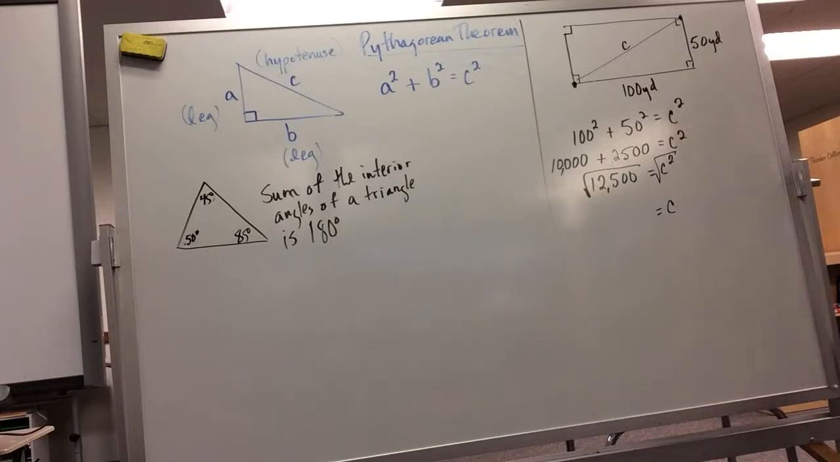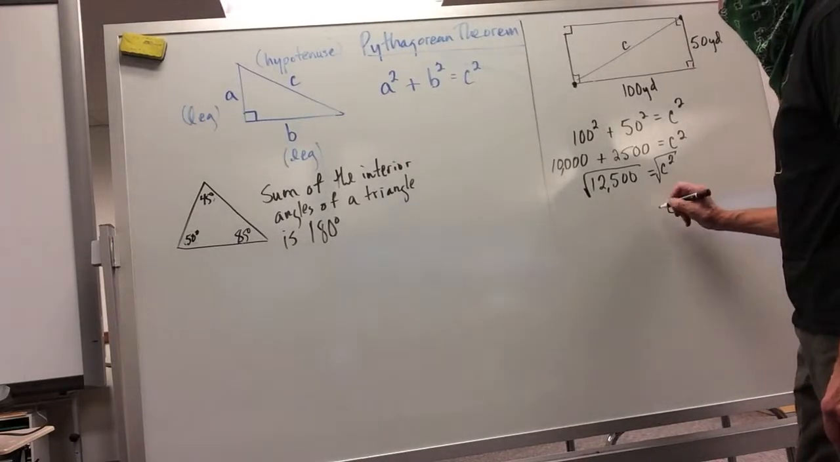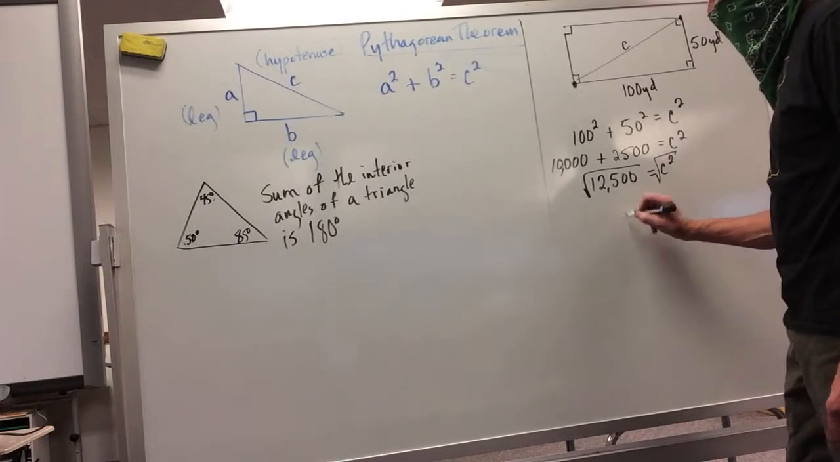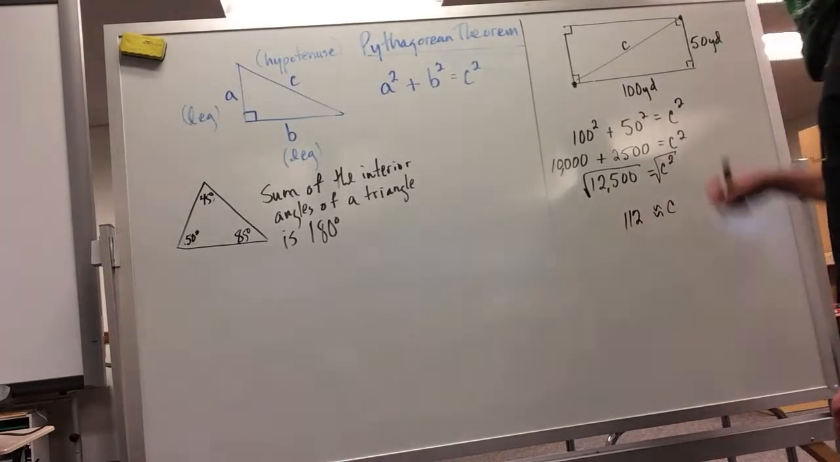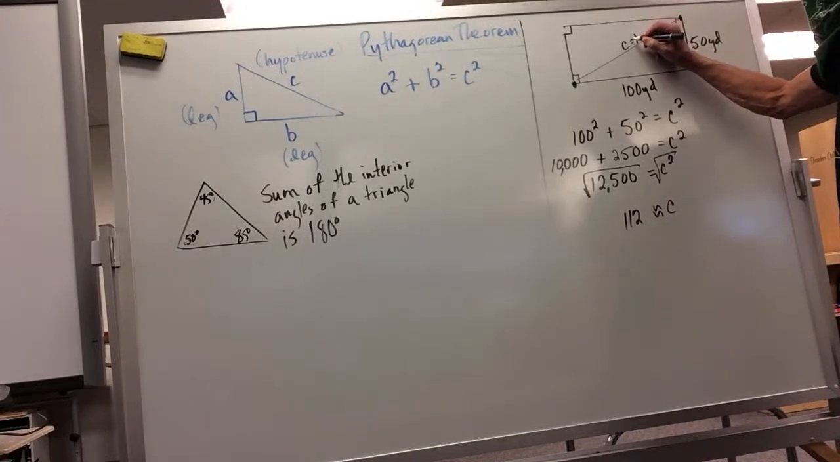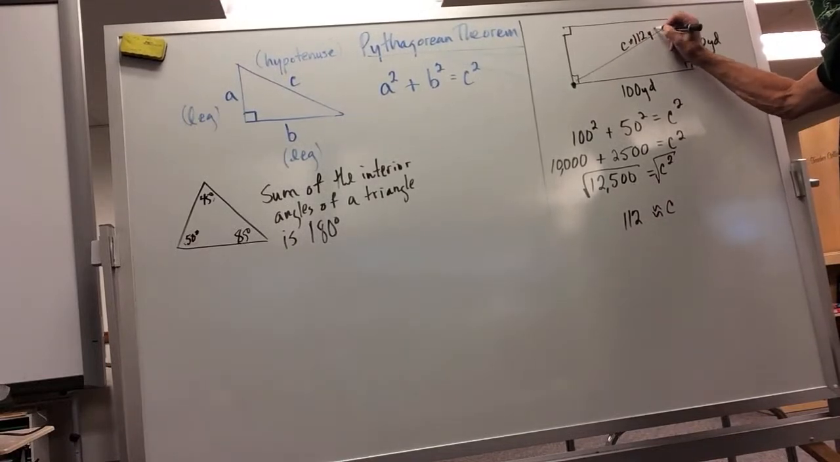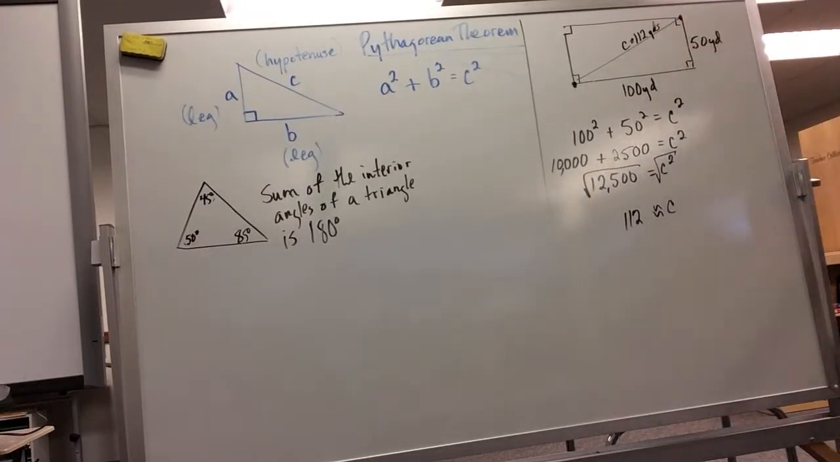Round it to the nearest whole number. What would you have? 112? Yes. Okay, so then we're going to say it's squiggly equals because we're rounding. So that's going to be 112. So it's going to be about 112 yards to go diagonally across the field.